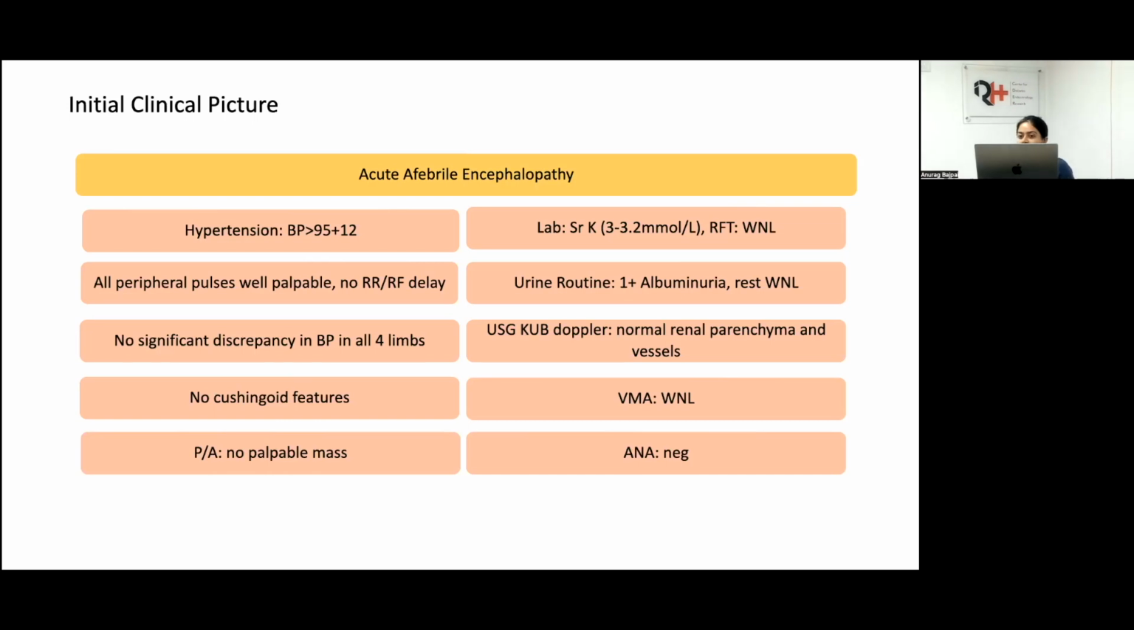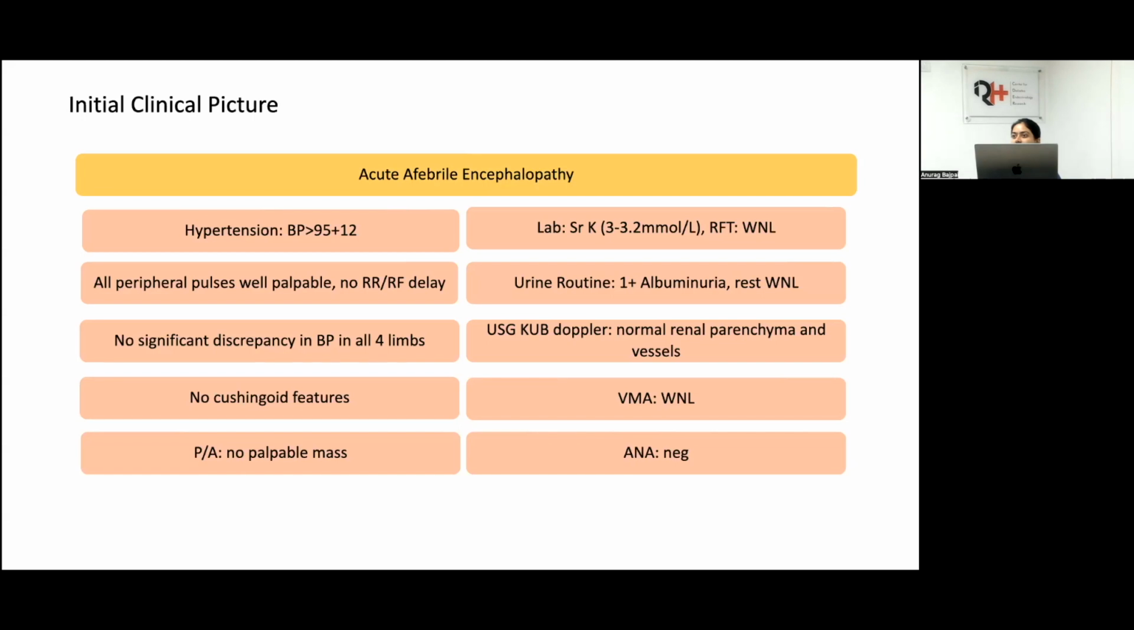His RFT was in the normal range. His urine analysis showed 1 plus albuminuria, but there was no nephrotic range proteinuria or hematuria, so the rest of it was normal. Initial ultrasound KUB with Doppler showed a normal renal parenchyma and vessel flow. So what are you looking at here now, Manoj? You have a child who has hypertension, has hypokalemia, has normal renal function, normal KUB, and normal VMA. So what are you thinking of now?